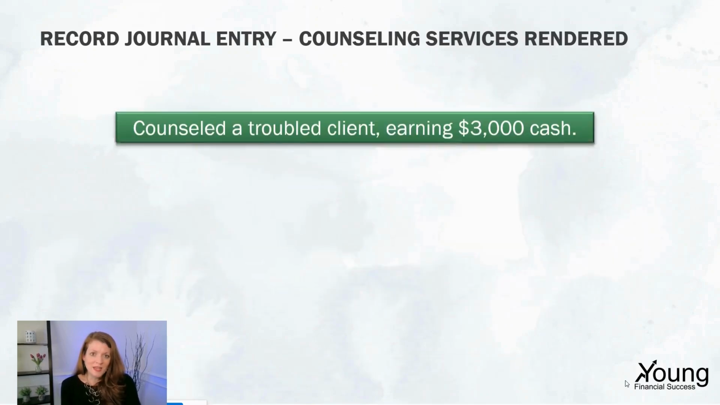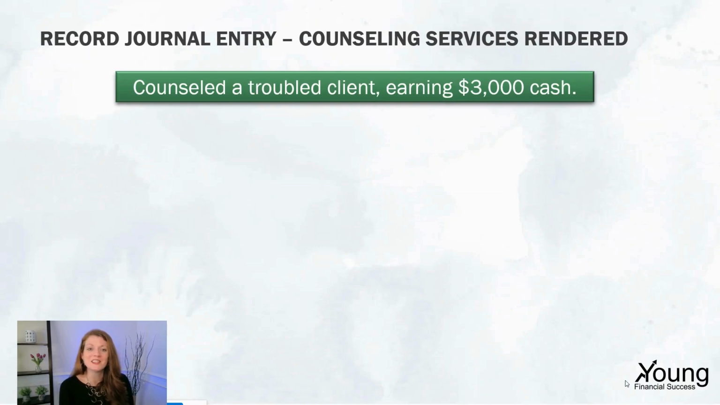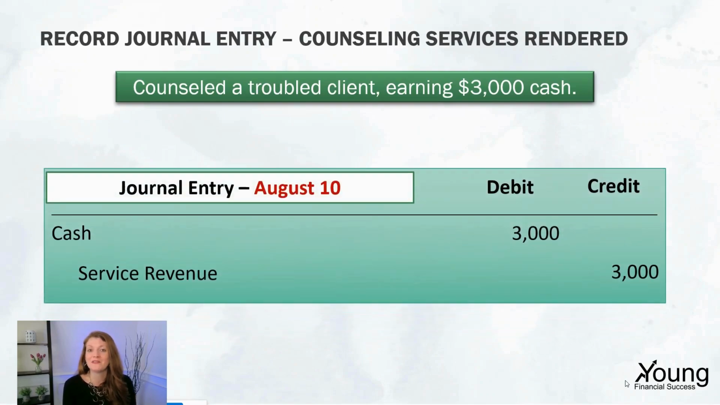All right. Now we have actually rendered some counseling services. So they counseled a troubled client earning $3,000 in cash. So we have cash come in and we show service revenue. Remember, debits and credits aren't necessarily good or bad things. When we debit cash, it increases it. But since revenue falls under equity and it increases equity, we always credit revenue. I think that is the number one mistake I see, especially in the beginning when it comes to accounting, is people want to debit revenue, but we always credit revenue.